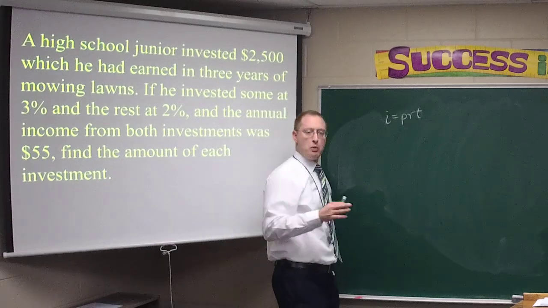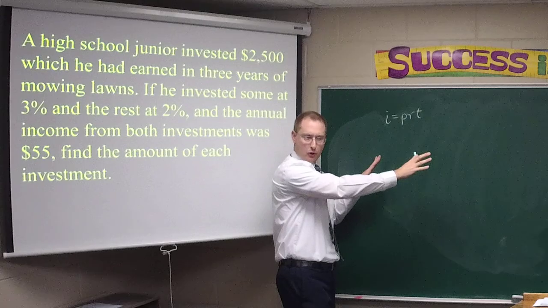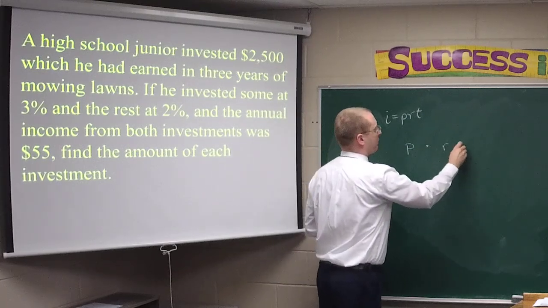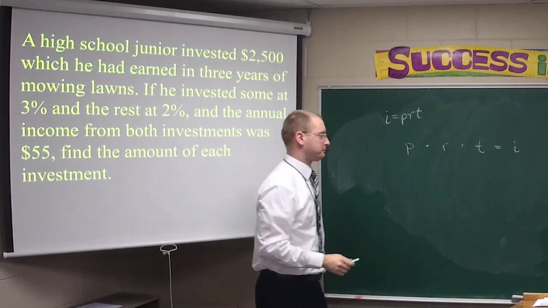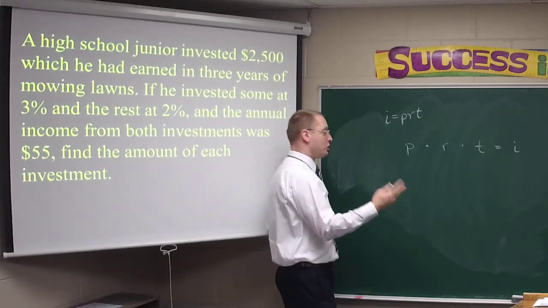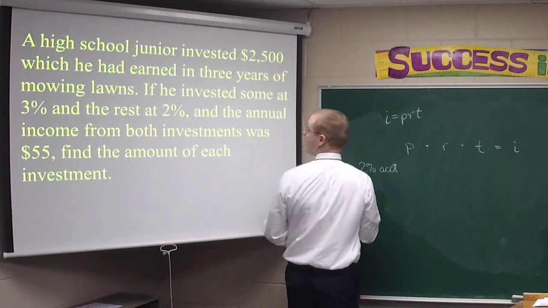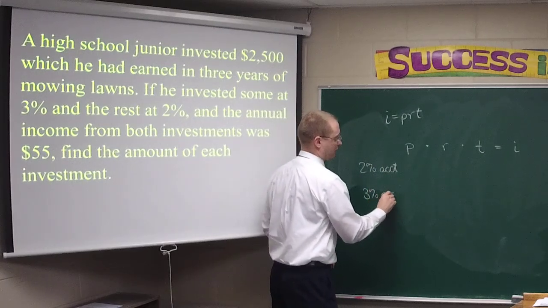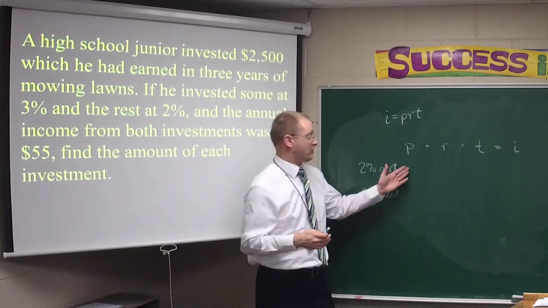So here's what we can do. We worked problems earlier, remember, where we had a little bit of a chart set up. This was right at the end of the first semester. We can do this here if we say that the principal times the rate times the time is equal to interest. Principal times rate times time equals interest. And there's 2 different accounts. There's a 2% account into which he put money, and then there was a 3% account.